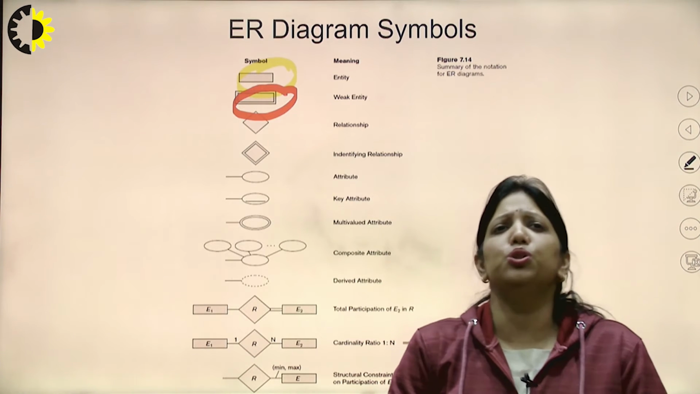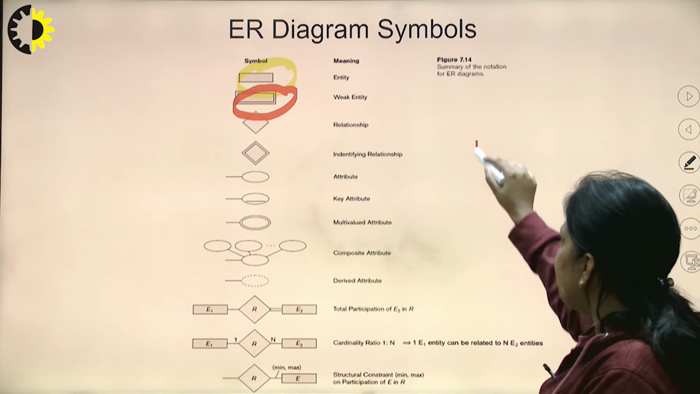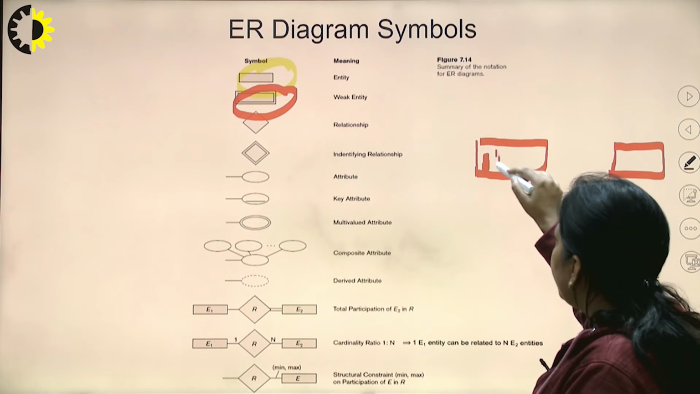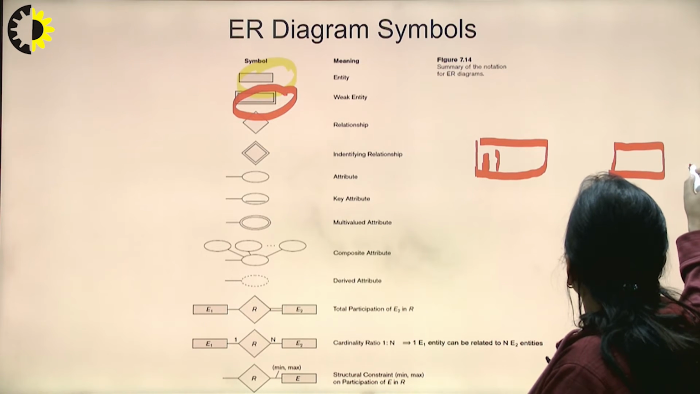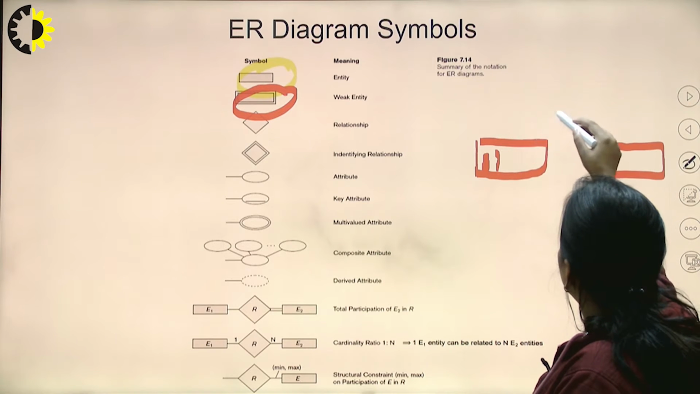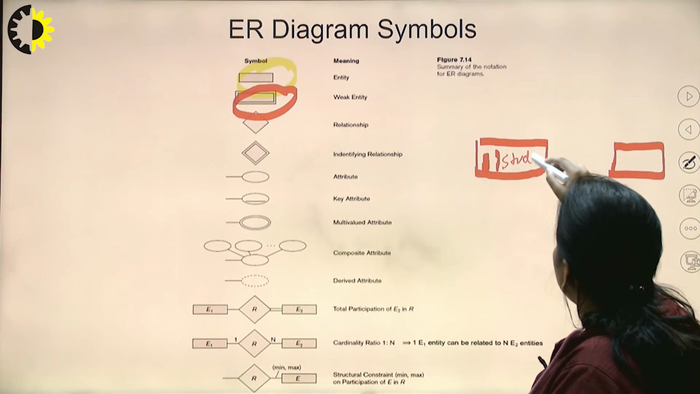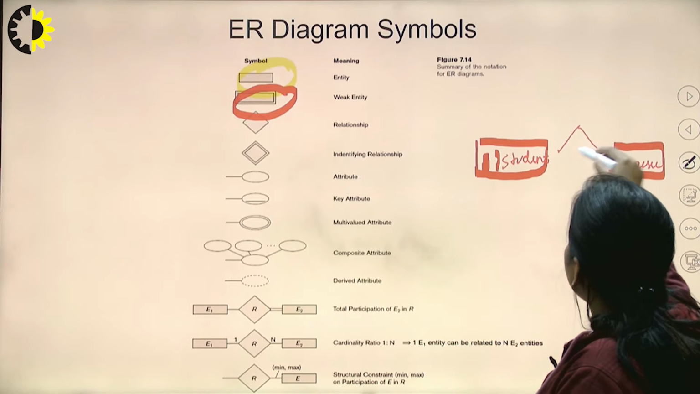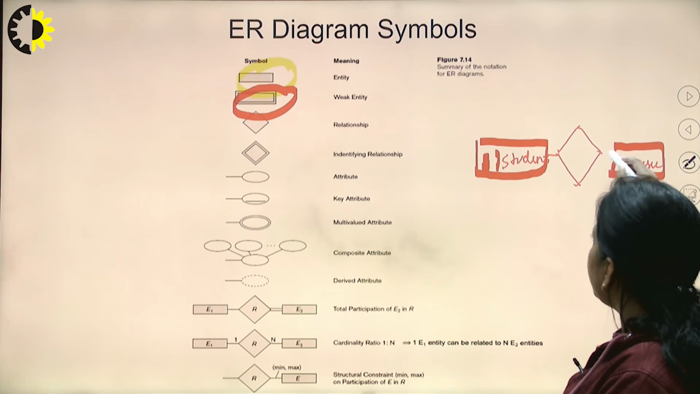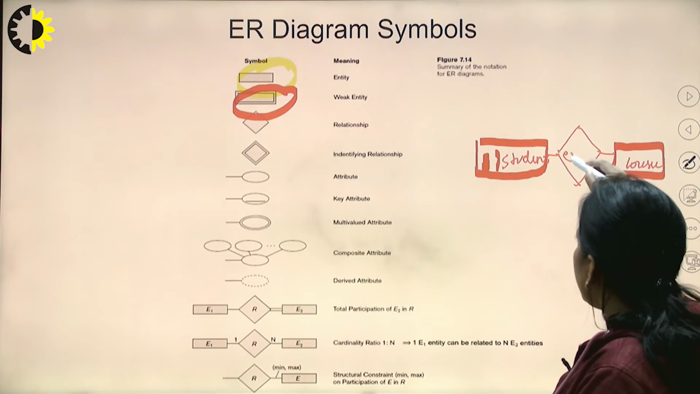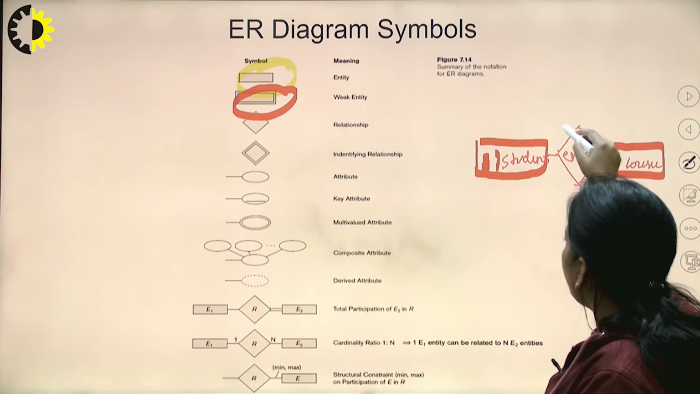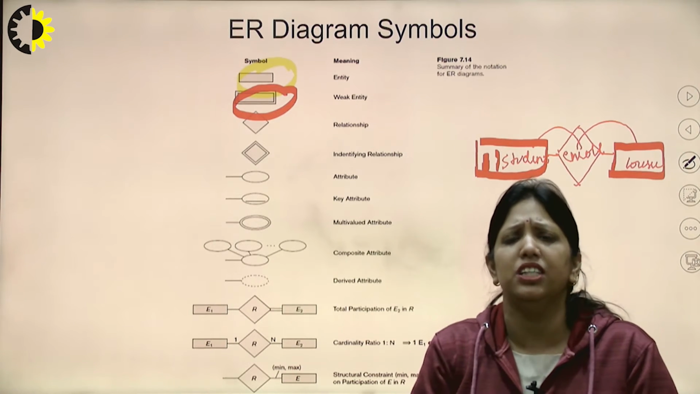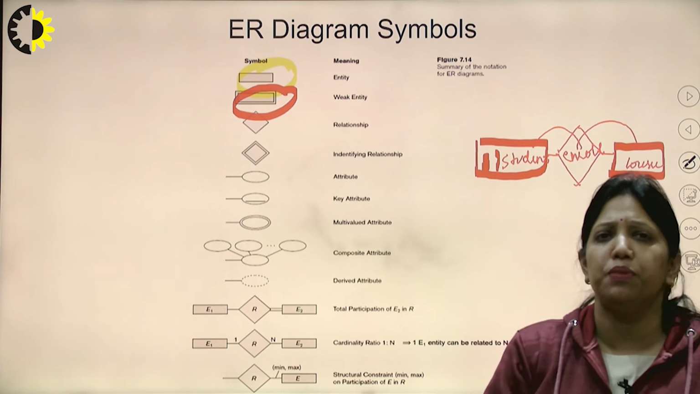Then ER diagrams are used to show the relationship between different entities. We can say that we have these two entities, one is this entity and one is this entity. If this entity is a student and this entity is a course, and if we want to represent the relationship between these entities, then this relationship is shown by this diamond box: the student enrolls in a particular course. So this enroll shows the relationship between the student and the course. To show the relationship between entities, we use the diamond box symbol.